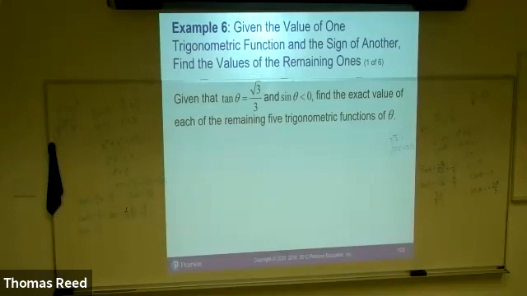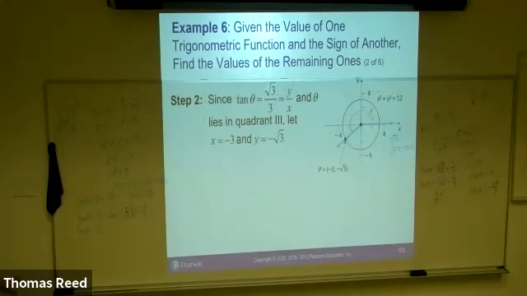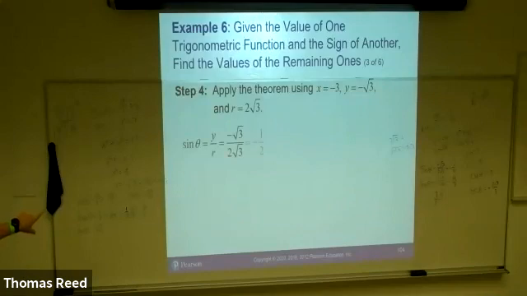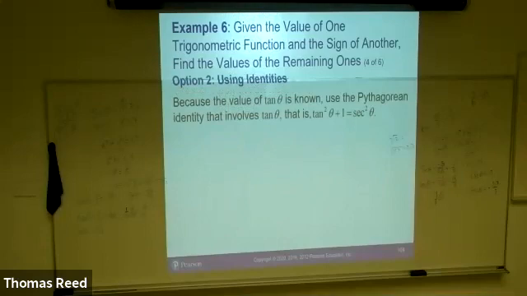Just gonna have to find a black marker. All right, so they went in and did the method I did, and found what those things were, and did the same thing I had done to find the remaining trig functions. And then, as a value of tangent is known, use Pythagorean.